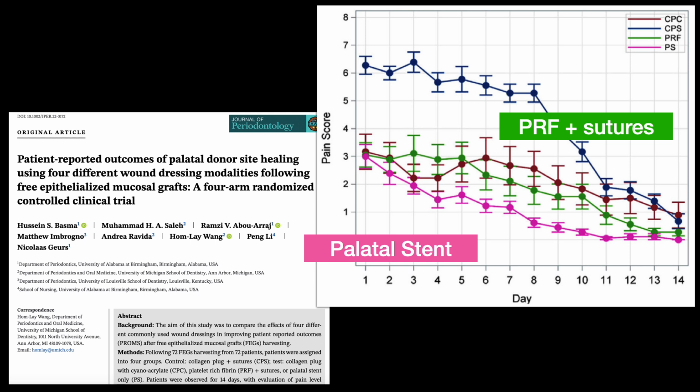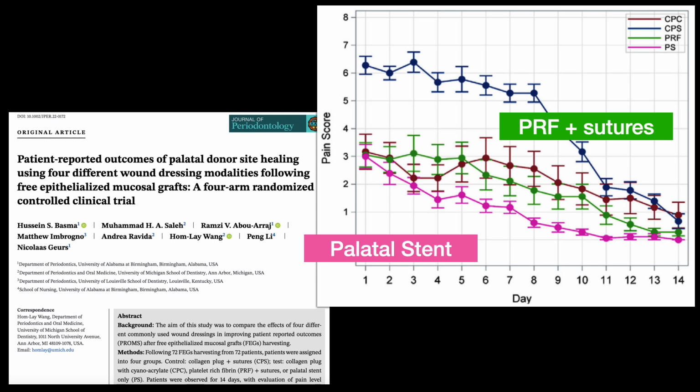And the 2 techniques that stood out the most, the green graph and the pink. The pink is clearly the best, and that is a physical stent, a piece of plastic that's covering the wound. And the green is the platelet-rich fibrin. That's the fibrin gel that we create, and then we literally dress the wound with this using sutures.